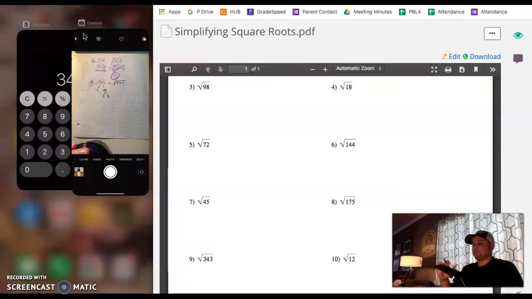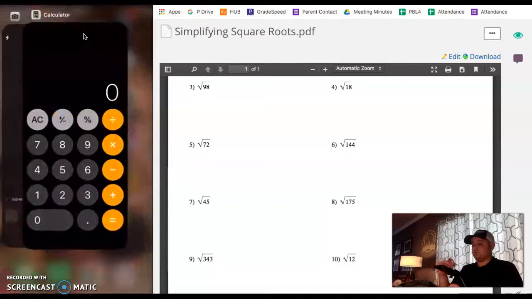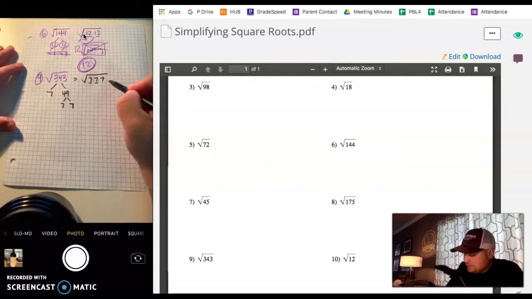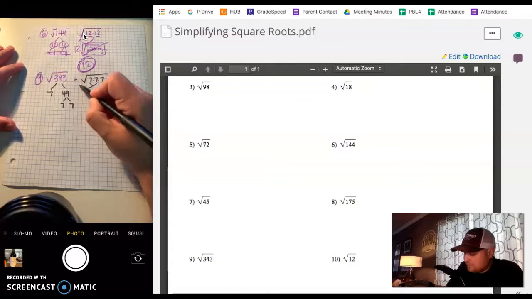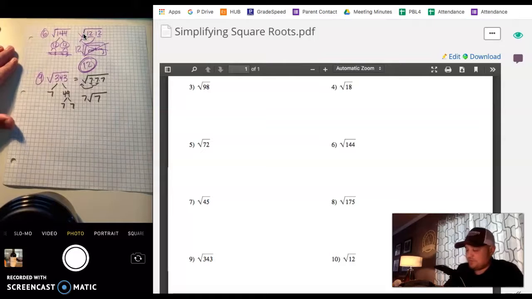Now I can double check that. 7 times 7 times 7 is 343. Okay, good. So you can see how I'm using my calculator to double check and make sure that I'm on the right track. Now I've got exit buddies. Two of these 7s get to pop out as a 7 on the outside, and we're left with a 7 on the inside.